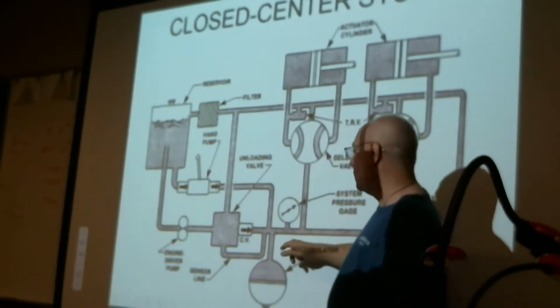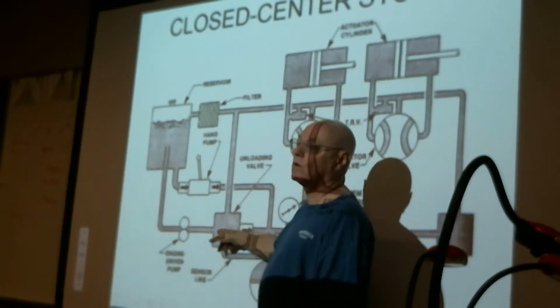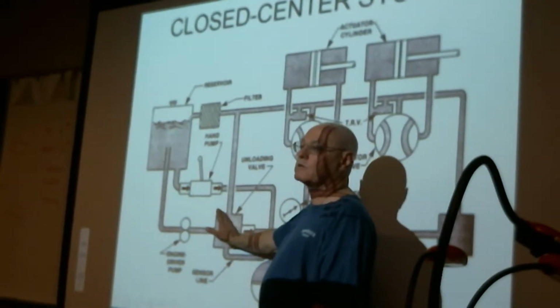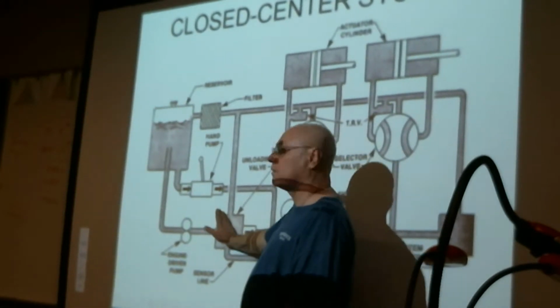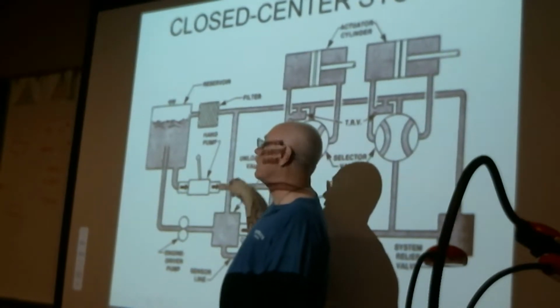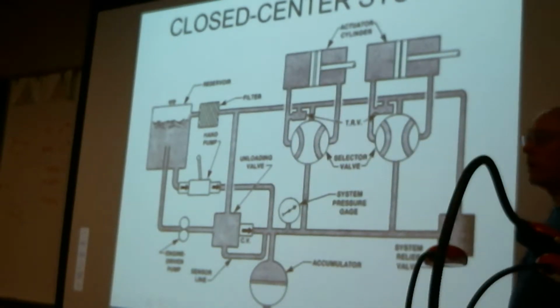At some point, the regulator, or the unloading valve, will say, introduce more fluid flow into the circuit to build up pressure. But generally speaking, once the pressure requirement has been met, the unloading valve provides a path for fluid flow to circulate from the pump back to the reservoir. So this is probably a more common hydraulic system that you'd see for an aircraft.